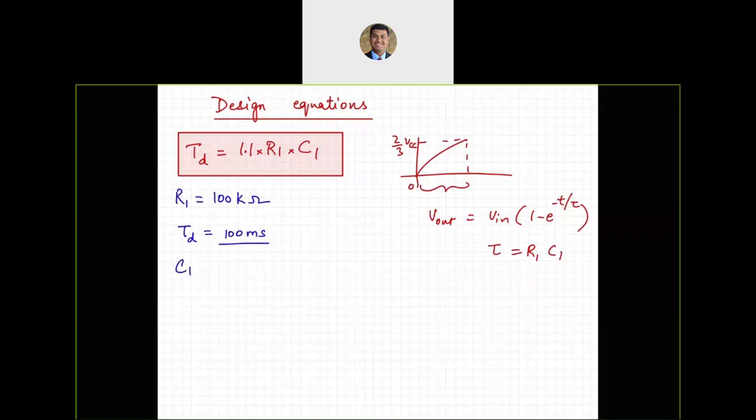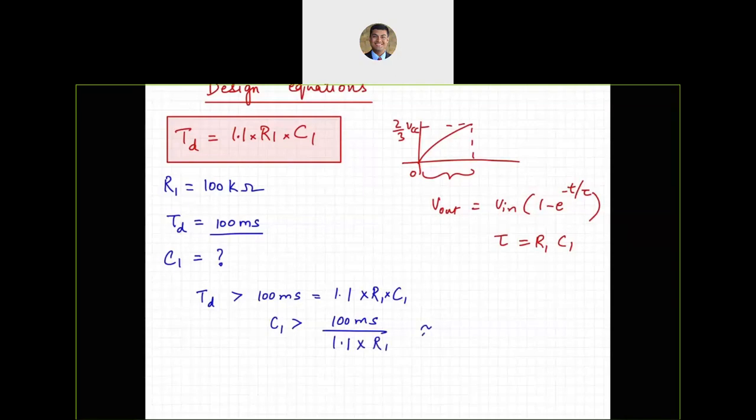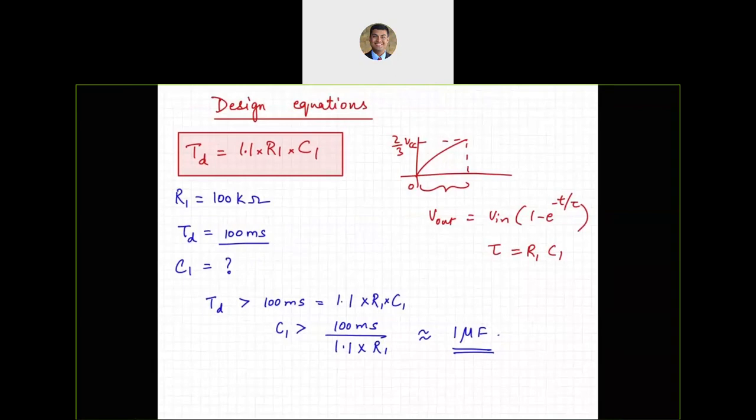C1. So I need C1 such that my TD is more than 100 millisecond. I have the design equation here: TD should be greater than 100 millisecond, and that is 1.1 times R1 and C1. So C1 value should be greater than 100 milliseconds divided by 1.1 times R1. So it will come out to be around 1 microfarad. You can have a value greater than 1 microfarad, but since 1 microfarad is a standard capacitor and I have it, I'm going to start using 1 microfarad. I may need to adjust it a little bit to do some more interesting things in this design, but I'll start with 1 microfarad here.